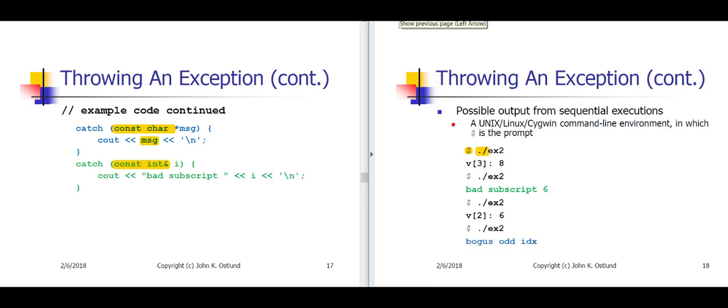Okay, so the bottom line here is that an exception is an object of some type. And you can throw any object of any type, and that either will match up with a catch block higher up in the function call hierarchy, or it won't, in which case your program will crash.